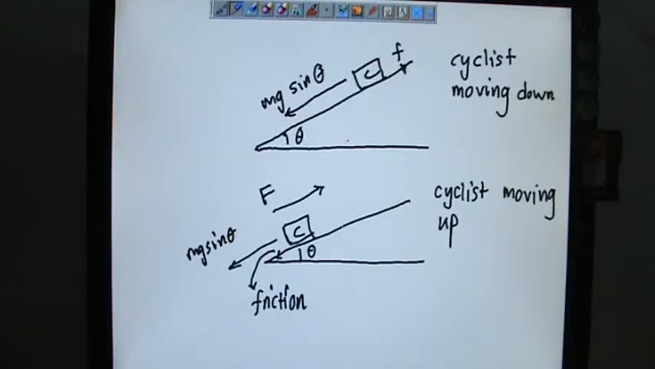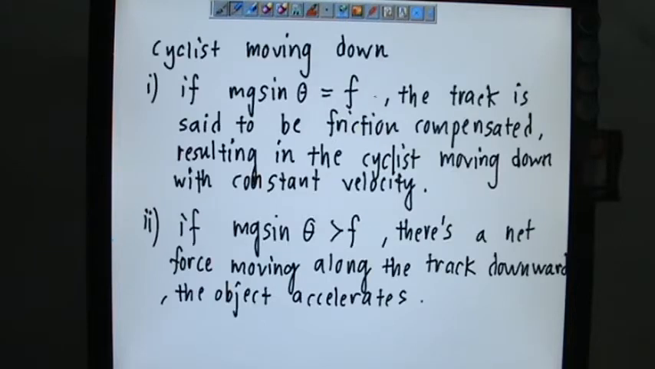You have a case of cyclist coming down. The cyclist is not exerting any effort to come down, not cycling. Okay, just let go. So you have mg sine theta going down because of the gravity. Okay, because mg is here. And then F is the friction on the floor. So if the cyclist is coming down, we have a few cases.